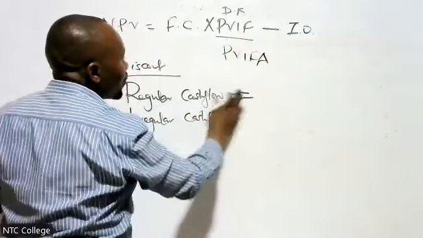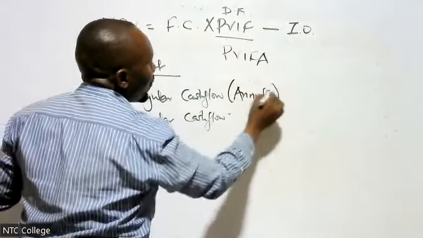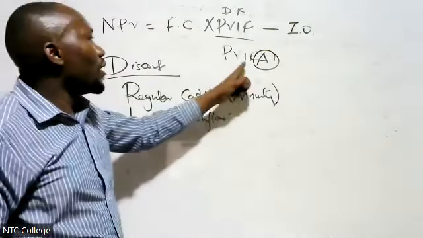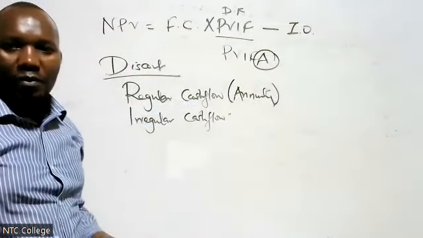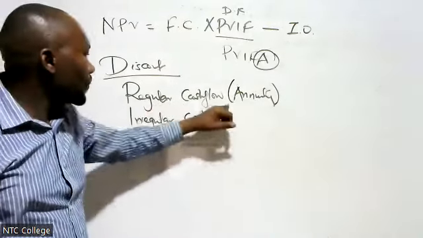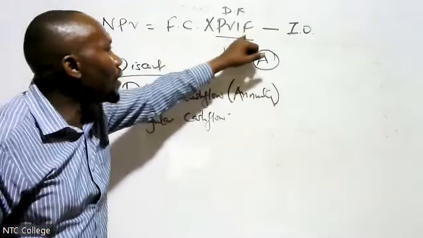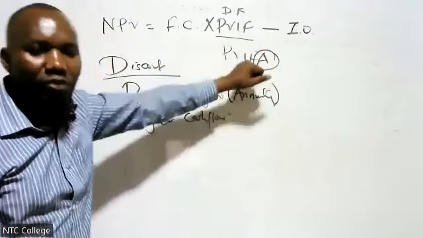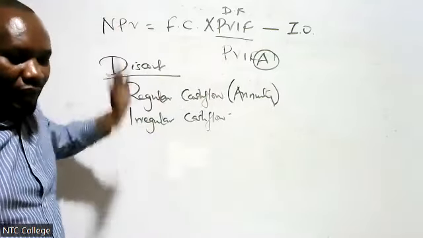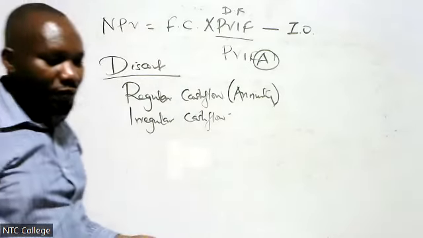Regular cash flow is also called annuity. So therefore, we use this present value interest factor of annuity. If it is regular. If it is irregular, we use present value interest factor only without adding A. There is no annuity. Present value interest factor, just like that. If it is irregular. If it is regular, we use this. So the formulas are also different.